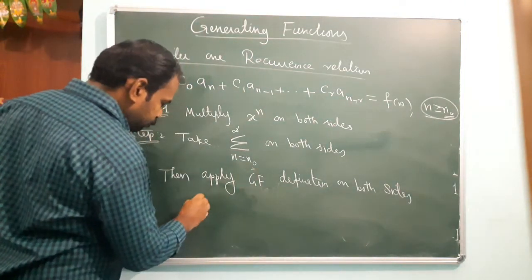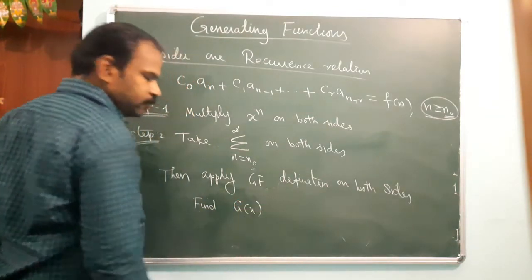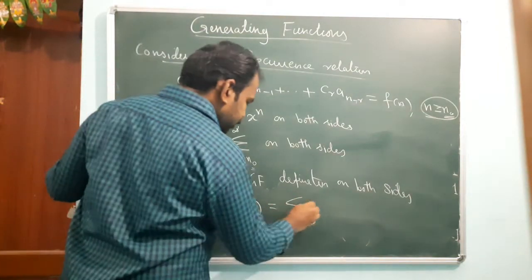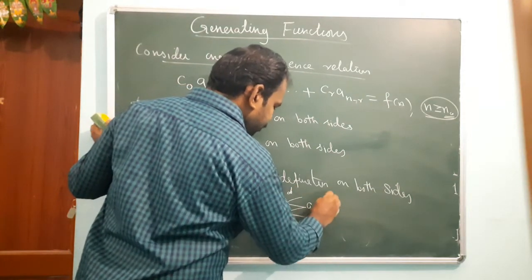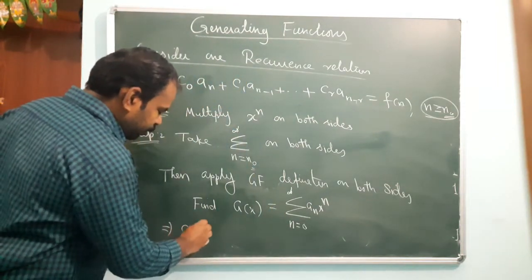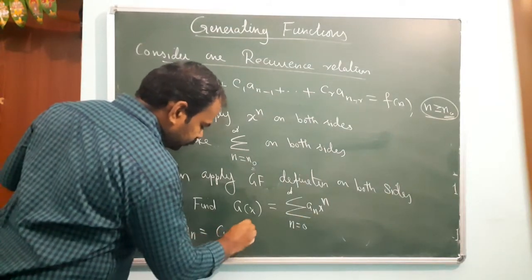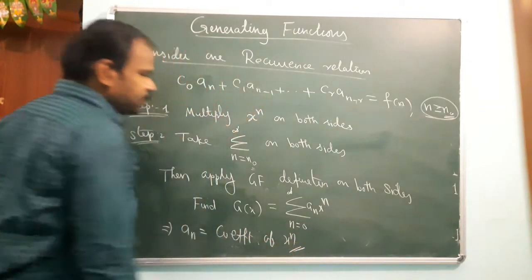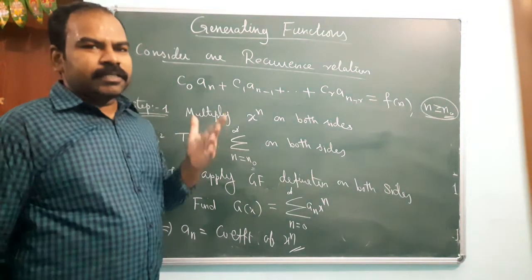Find g of x. Then g of x, that is summation n equal to 0 to infinity a n x power n, which implies a n equals the coefficient of x power n. This is our answer. These are the steps to solve the recurrence relations.